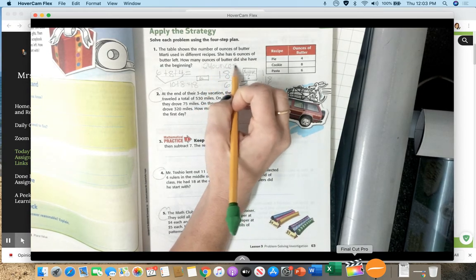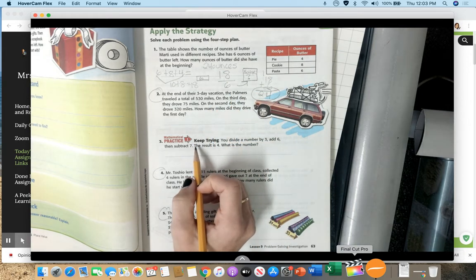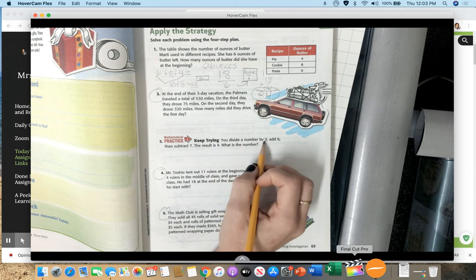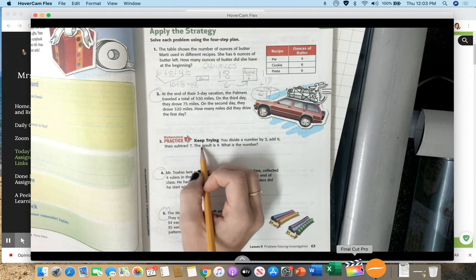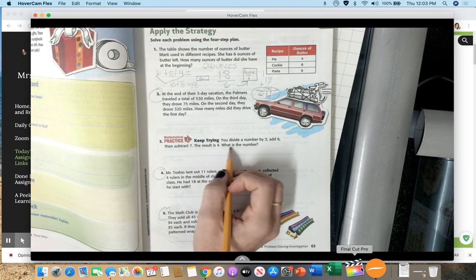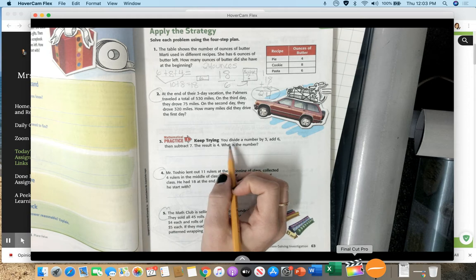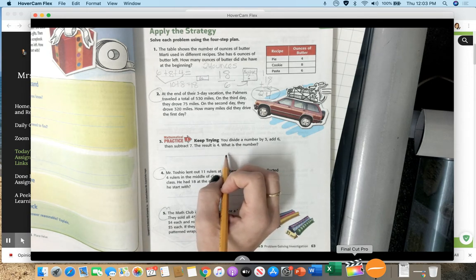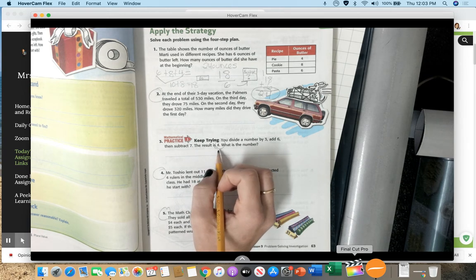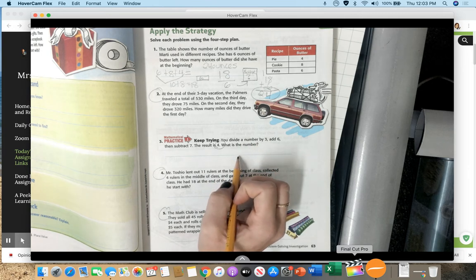So go ahead and copy that down. I want you guys to do number 2. I'm going to do number 3. You divide a number by 3, add 6, then subtract 7. The result is 4. What is the number? Ooh, very tricky. Okay, so if I divide a number by 3, add it to 6, then subtract 7, I get 4. Well, let's move backwards and do all the opposite operations, and I should come out with the right answer.